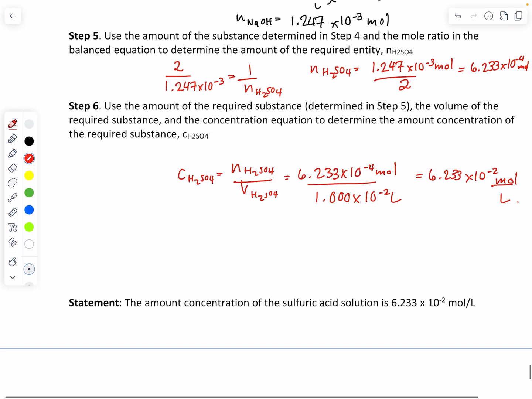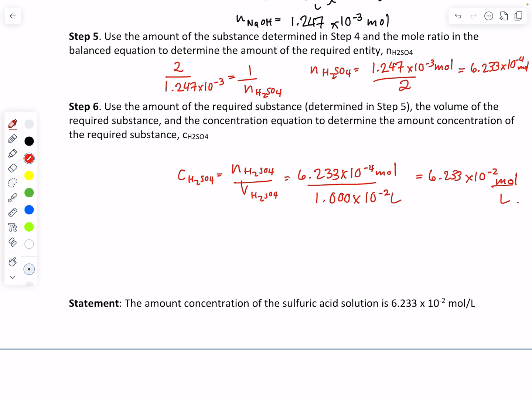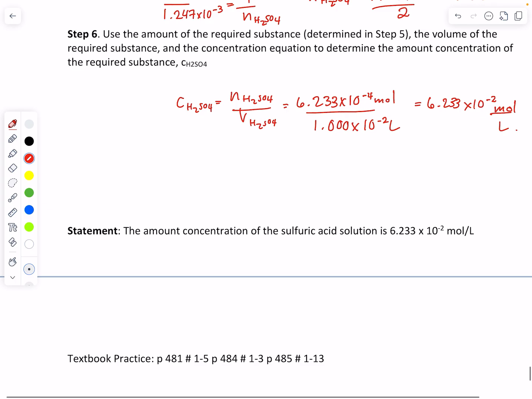Therefore, the amount concentration of the sulfuric acid is 6.233 times 10 to the power of negative 2 moles per liter. Please try any practice problems assigned, as well as any LMS videos on this section.